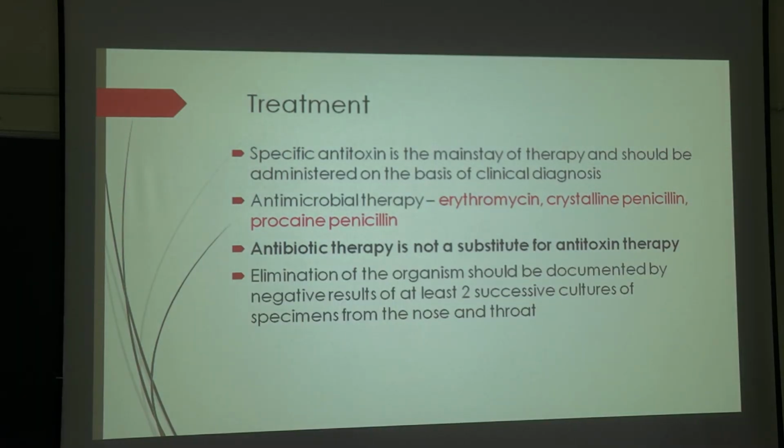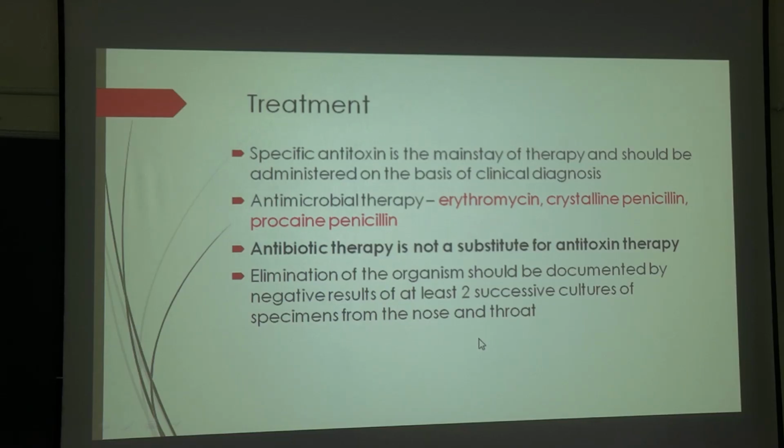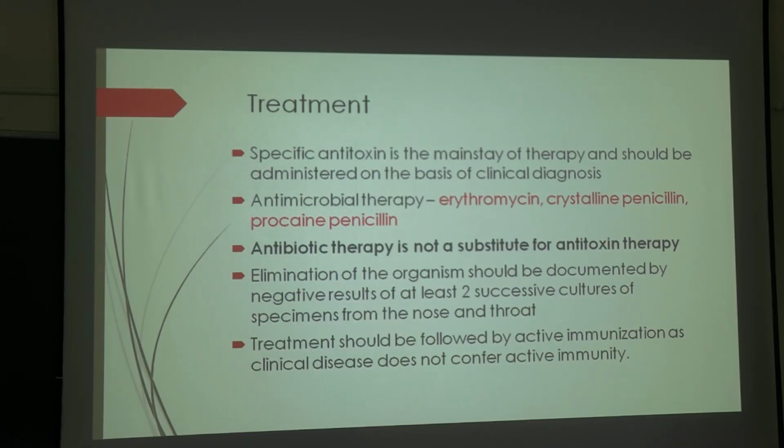Now, elimination of the organism should be documented by negative results of at least 2 successful culture specimens from the nose and throat. So culture is not useful for diagnosis, but culture is useful to confirm elimination of the organism, and it should be documented by 2 negative cultures. But treatment should be followed by active immunization. Say you get varicella, chickenpox, now generally it gives lifelong immunity, but infection with diphtheria does not give immunity.